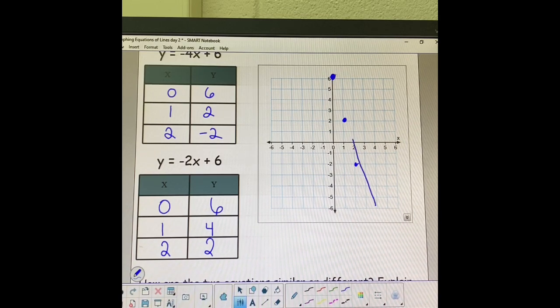I notice that both lines are actually going down from left to right, which we haven't learned yet, but that means we have a negative slope. I also notice that they have one point in common. They have an intersecting point at 0, 6. 0, 6 lies on both of these lines. And I notice the number 6 is at the end of each of these two equations.